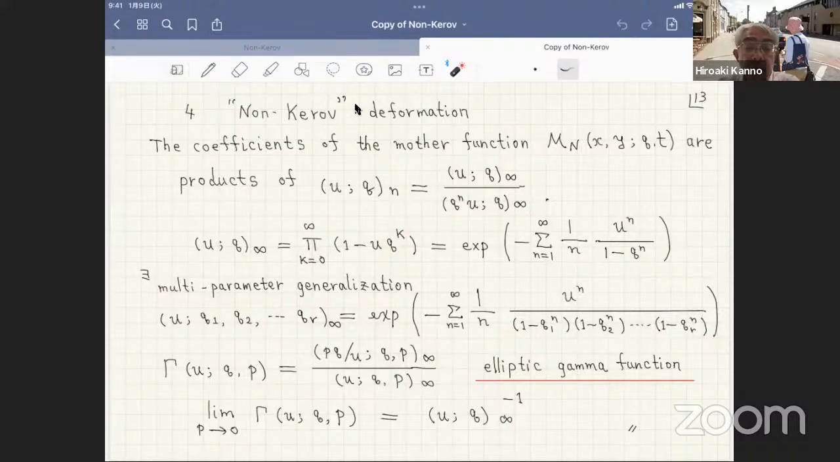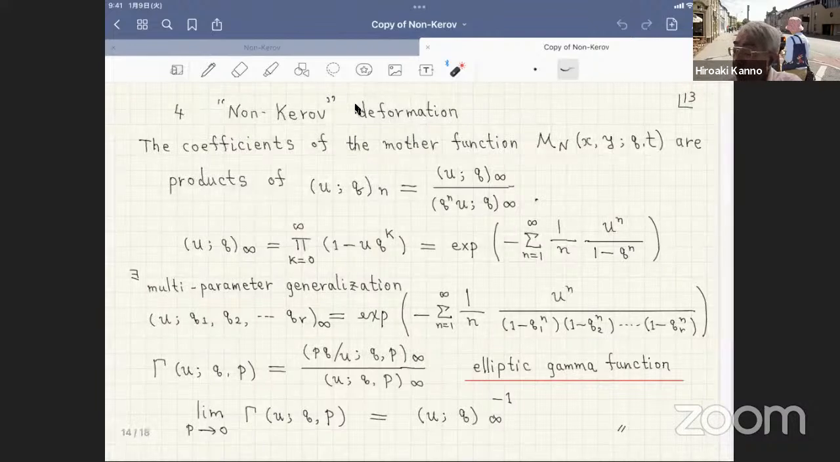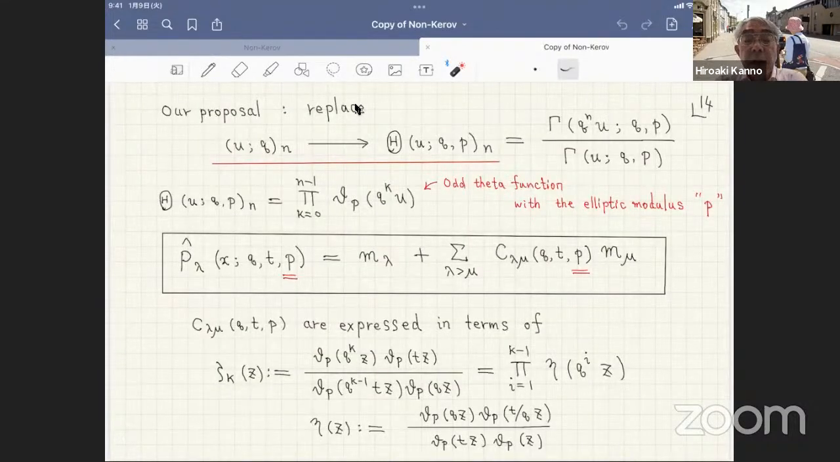So let us consider the simplest case. Let us introduce second parameter P and take the ratio like this part. So this is also a famous function, which is called elliptic gamma function, because this additional parameter P has a meaning of elliptic parameter of some elliptic curve. Actually, there appears elliptic theta function, theta P.